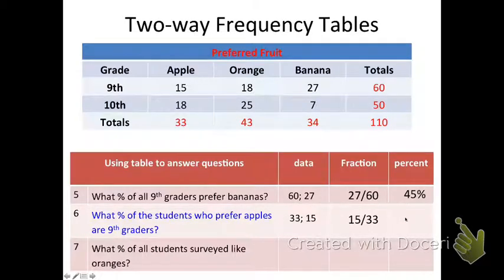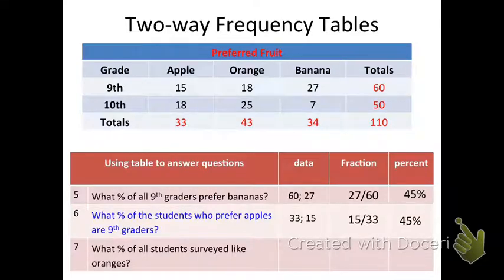And the percent, actually the percent's going to be 45% again. But in this case, it's a little bit off, but we're going to round 45%. I think it was 45.45. Okay, so we're going to leave that at 45.4 and round down.